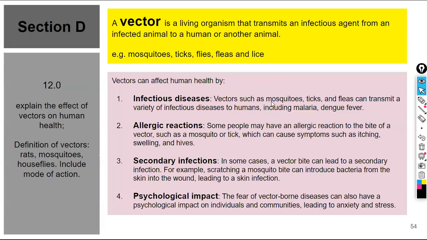So there isn't too much to explain here, right? Obviously, vectors can affect human health. Give it a read and take it down. And if there's anything you don't understand in these 4 points, I'm going to take a read through too. And if I see anything that's worth explaining, I will do so.